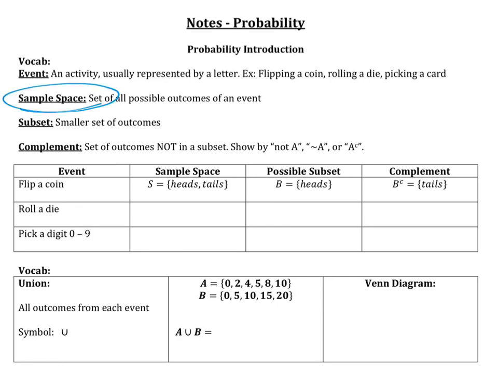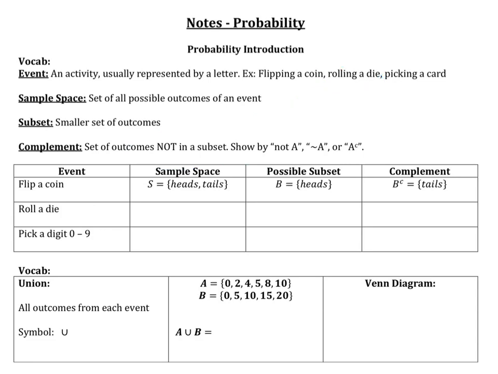A sample space is the possible outcomes for that event. So let's say you're rolling a die. Your possible outcomes are 1, 2, 3, 4, 5, 6. A subset is a smaller set of those numbers. So a possible subset for rolling a die would be rolling an odd number, which would be 1, 3, and 5. A complement of a subset is the things not in that subset. So let's say we're rolling a die and we're looking at a subset of odds. That's 1, 3, and 5. A complement of that would be the evens, the other numbers, 2, 4, and 6.